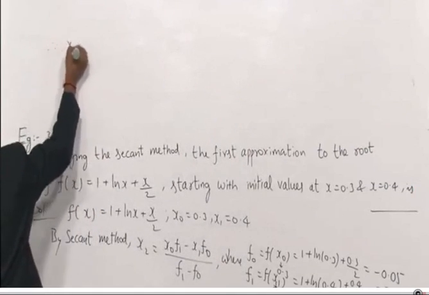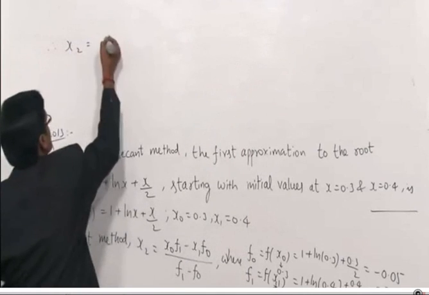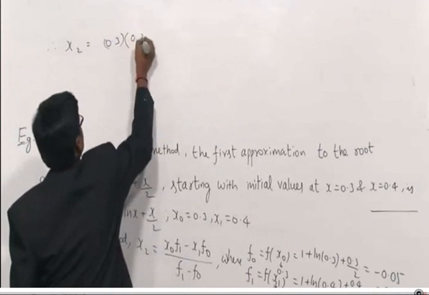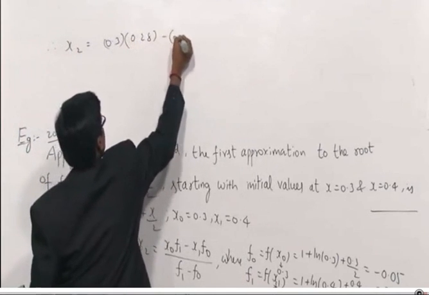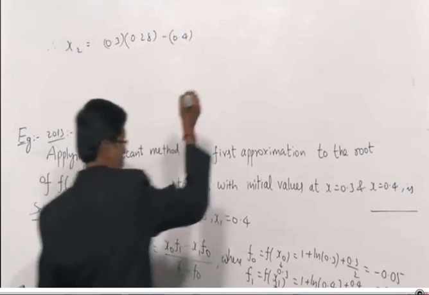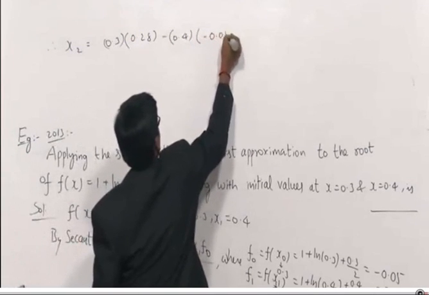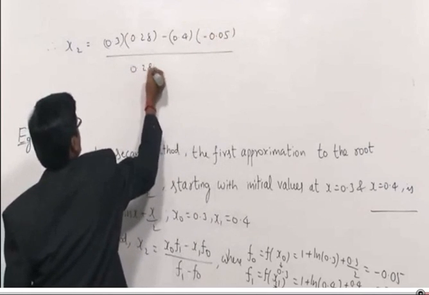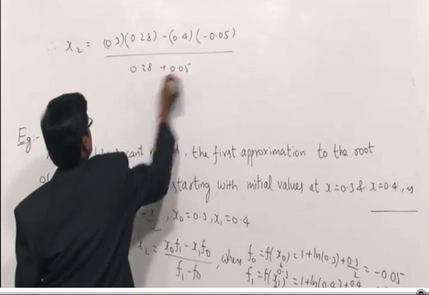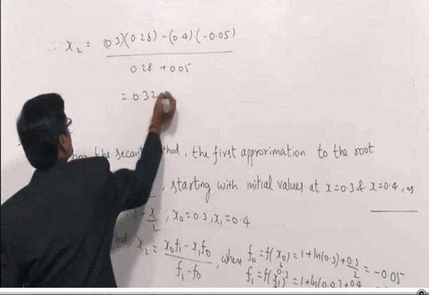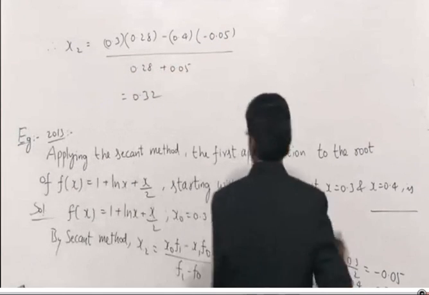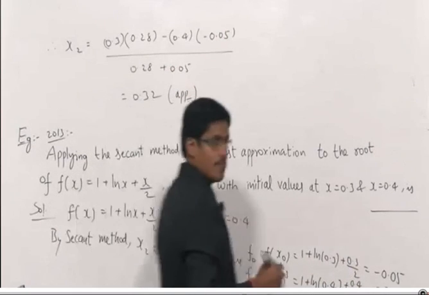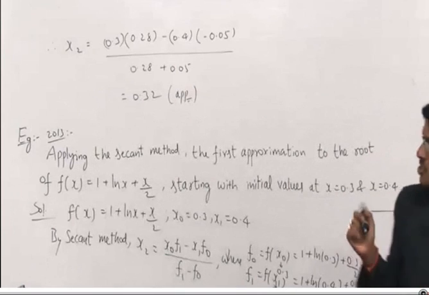Therefore, x2 is equal to, what is x0? 0.3. What is f1? 0.28. Minus x1, which is 0.4, times f0, which is -0.05, divided by f1 minus f0. This simplifies to approximately 0.32. Later you check. According to the options given, APP stands for approximately. I didn't give the options, but one of the options is 0.32. Please check.